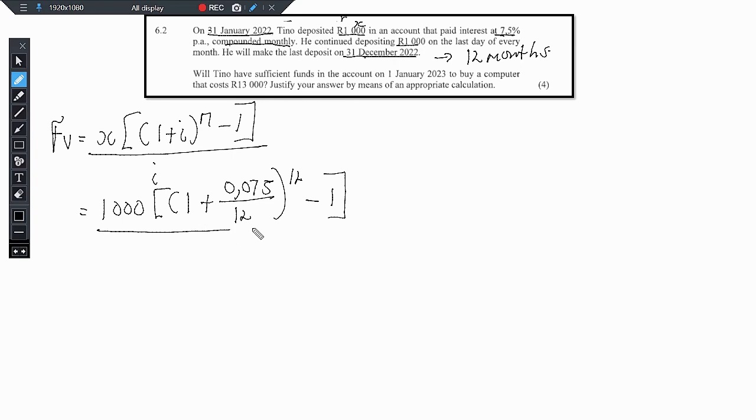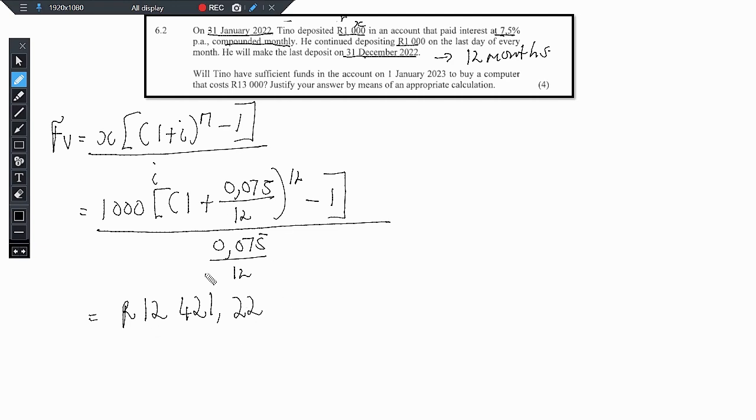Then over 0.075 over 12. Now at this point, you have to punch all that into your calculator. We get 12,421.22. Now remember, we must make a conclusion.